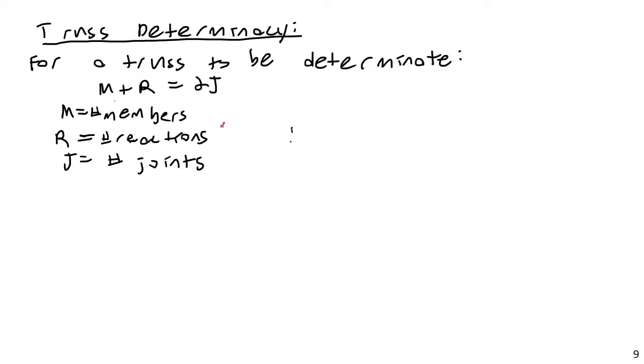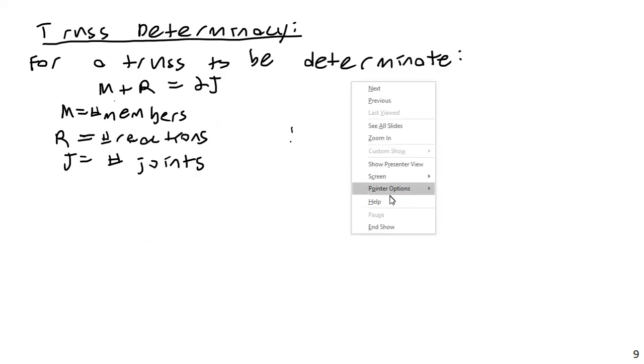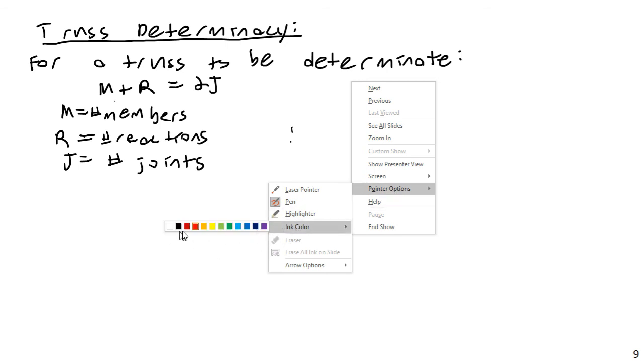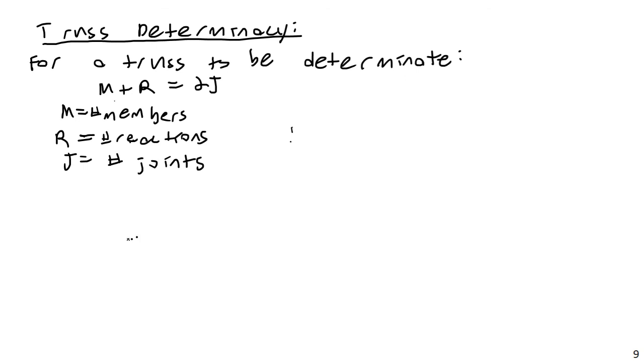We know for a truss to be determinate, m plus r must be equal to 2j. But to be indeterminate, I also want to include this here. If m plus r is greater than 2j, then your truss will be indeterminate.